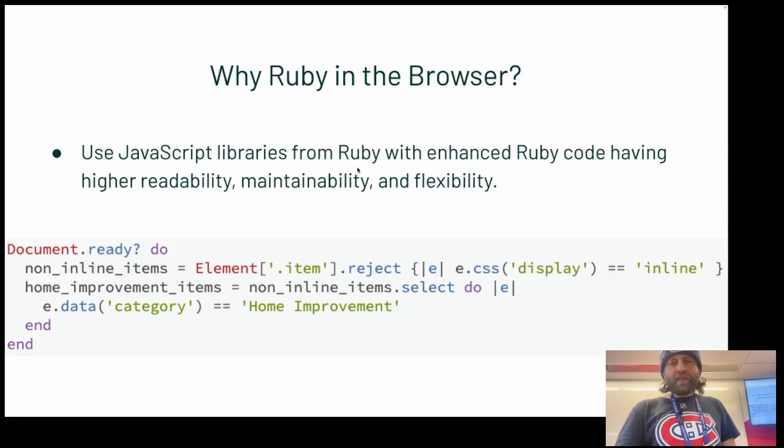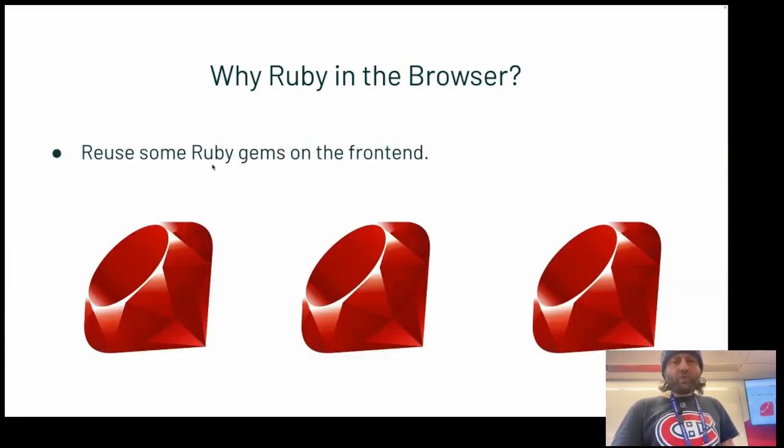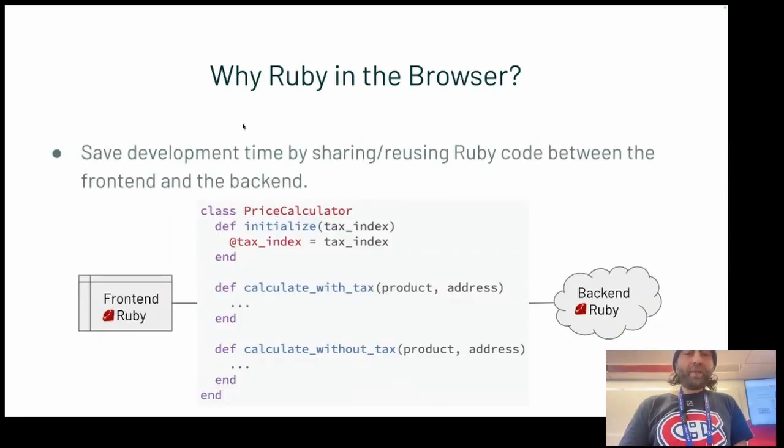JavaScript libraries can be used from Ruby with enhanced Ruby abilities for better readability, maintainability, and flexibility. Here we're using jQuery, but in Ruby you say element instead of $. And then I can use Ruby features like reject and select, which enhances the syntax significantly for jQuery. Reuse some Ruby gems on the front end. I've successfully used many Ruby gems that were available on the back end and implemented in pure Ruby on the front end with no problem, including the Glimmer engine.